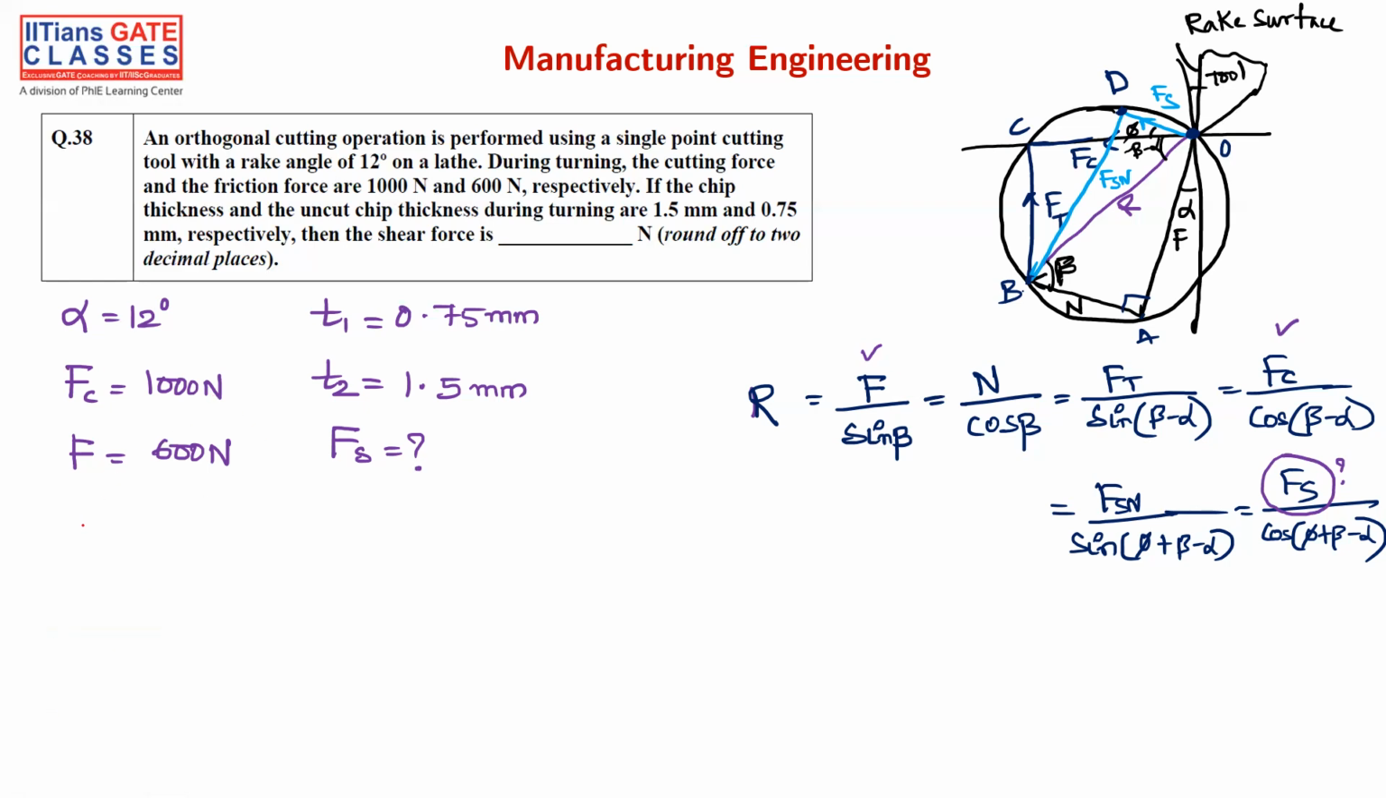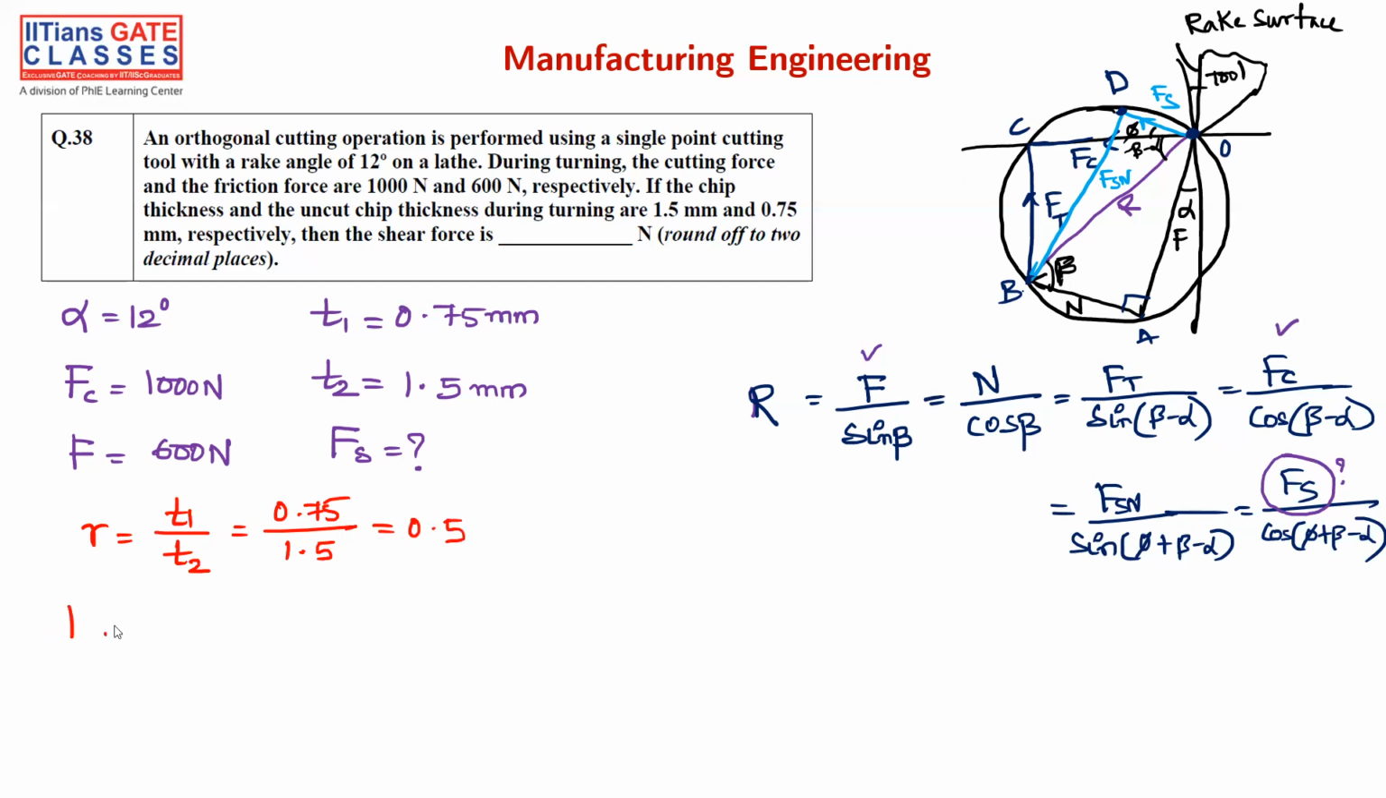So let's find that. R is equal to T1 by T2. This is the chip thickness ratio, right? This is 0.75 divided by... why is R required? Because tan phi is equal to R cos alpha by 1 minus R sin alpha, right? So that's the reason why we need R. R is the chip thickness ratio. So how much is this? This is nothing but 0.5.